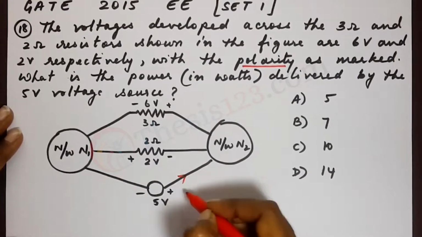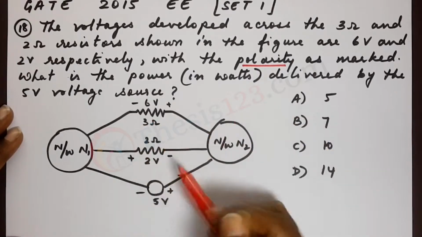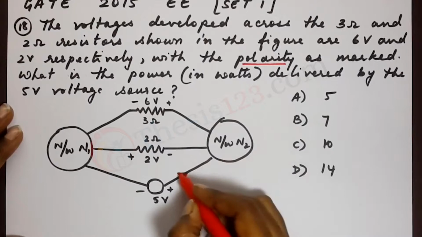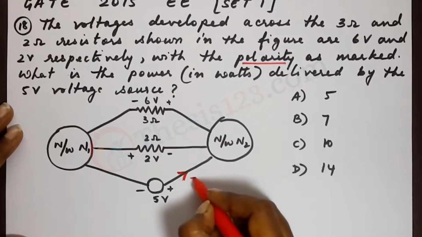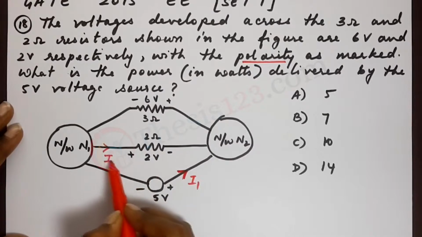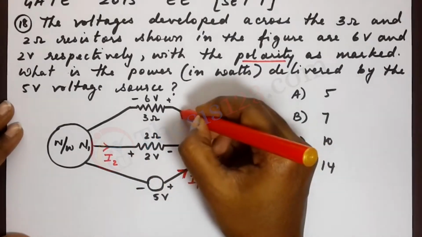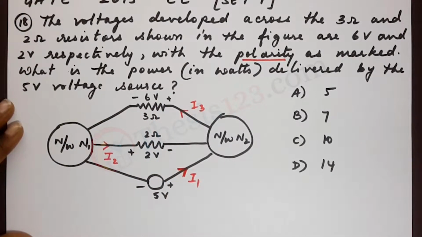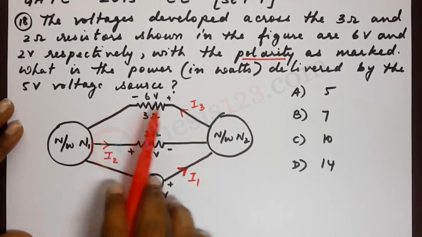Now we are supposed to find out the power delivered by the voltage source here. So according to the polarity given, I'm going to name this as I1. Here we have I2 and here we have I3. Note the directions. Okay, so let's take each branch.